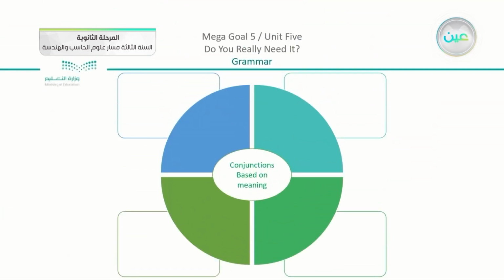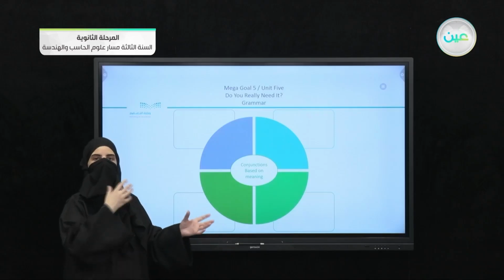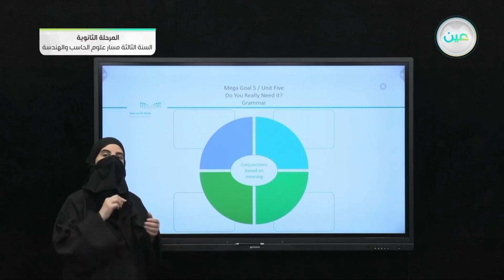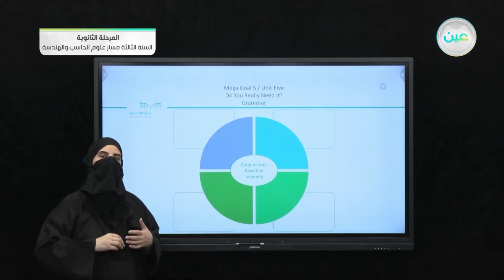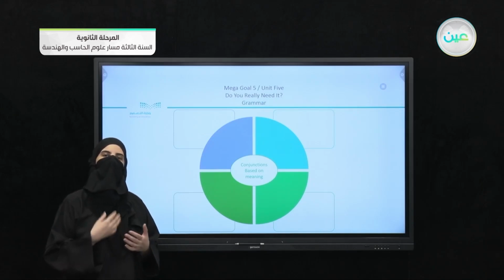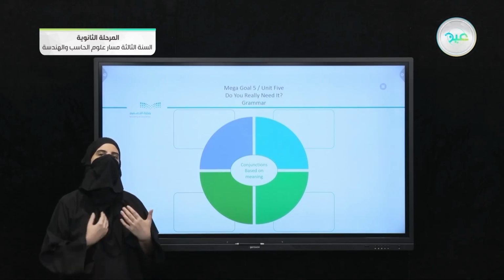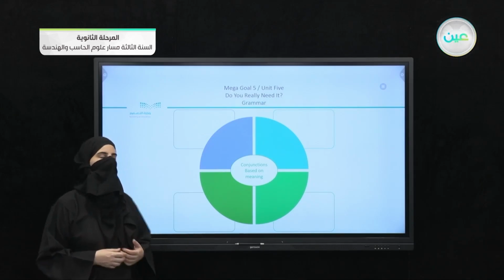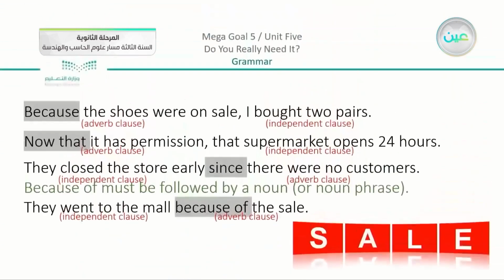Now in the middle of the graph, you can see conjunctions based on meaning. So as we discussed before, and we said in any grammar lesson, you are going to see the structure, which we did when we saw the clauses and where is the position of the clause and the comma. But at the same time, we do have the meaning, which is very important. You do have to know what are you dealing with and what is the message that you are trying to give. So we're going to see what are the meanings that we have here.